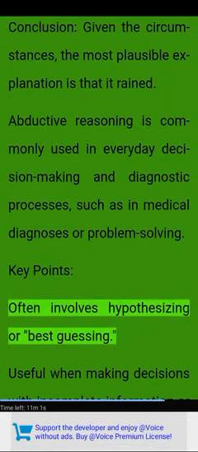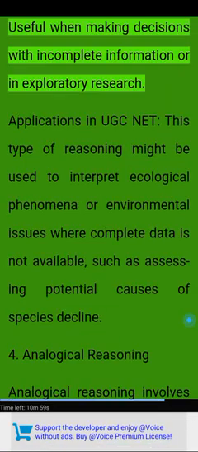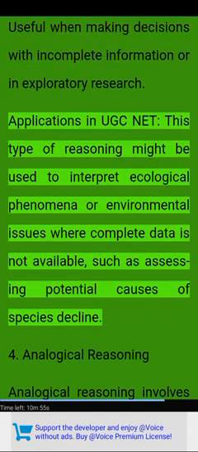Key points. Often involves hypothesizing or best guessing. Useful when making decisions with incomplete information or in exploratory research. Applications in UGC NET. This type of reasoning might be used to interpret ecological phenomena or environmental issues where complete data is not available, such as assessing potential causes of species decline.